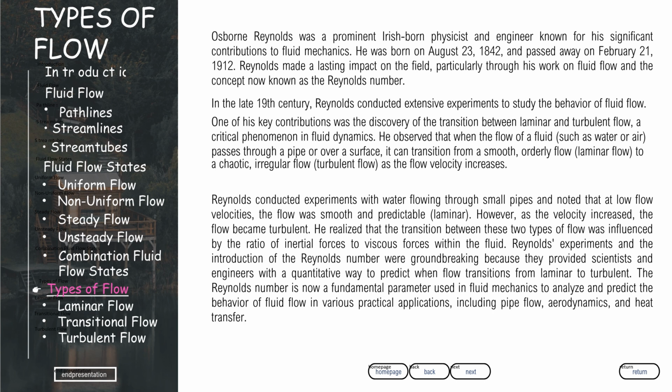Reynolds' experiments and the introduction of the Reynolds number were groundbreaking because they provided scientists and engineers with a quantitative way to predict when flow transitions from laminar to turbulent. The Reynolds number is now a fundamental parameter used in fluid mechanics to analyze and predict the behavior of fluid flow in various practical applications, including pipe flow, aerodynamics, and heat transfer.